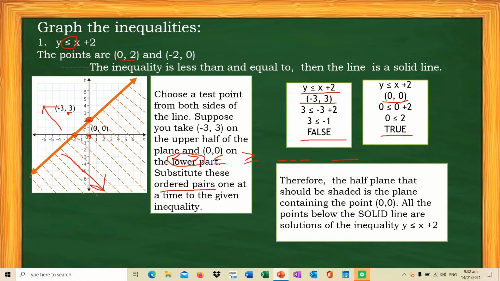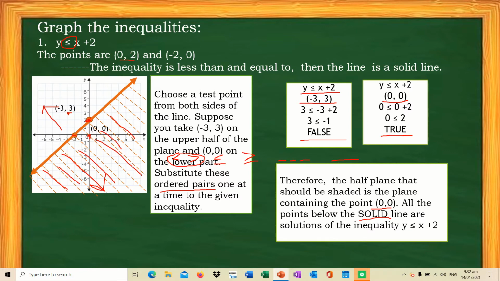So since ang ordered pair that makes the inequality true is (0, 0), nasa baba siya, ibig sabihin yung pag-shade nyo is pababa. Okay, going down. Kasi ito yung region na makikita natin yung point that makes the inequality true. Therefore, the half plane that should be shaded is the plane containing the point (0, 0). And again, we use the solid line since the inequality symbol is less than or equal to.